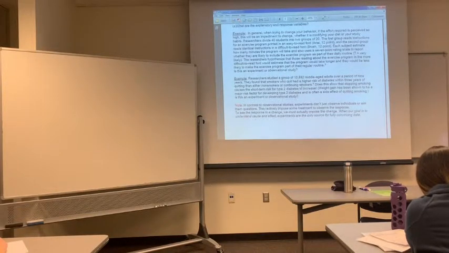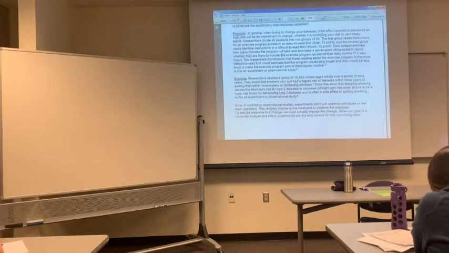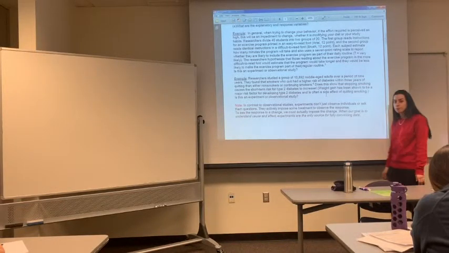Okay. The next study says researchers studied a group of 10,892 middle-aged adults over a period of 9 years. They found that smokers who quit had a higher risk of diabetes within 3 years of quitting than either non-smokers or continuing smokers. Does this show that stopping smoking causes the short-term risk for type 2 diabetes to increase? Okay, is this an experimental study or an observational study?